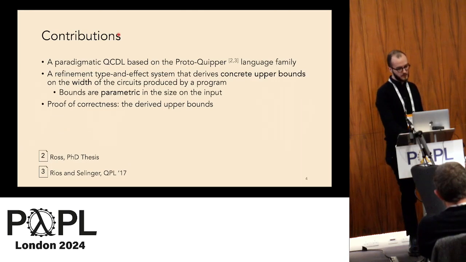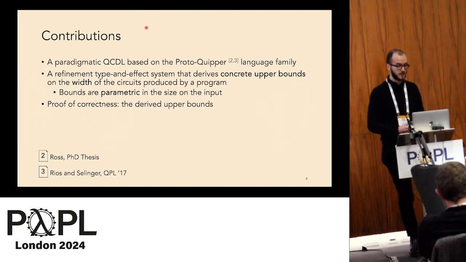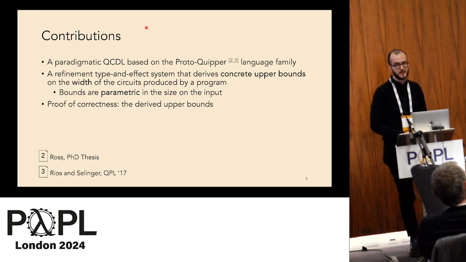And in this sense, our contribution has been a paradigmatic quantum circuit description language in the tradition of the Proto-Quipper language family, endowed with a refinement type and effect system that allows us to derive concrete upper bounds on the width of the circuits produced by a program. And these bounds are parametric in the size of the input of the program, and we'll see in a second why this is relevant. And together with the usual proof of correctness that tells us that our analysis is in fact sound with respect to the circuit building semantics of the language.